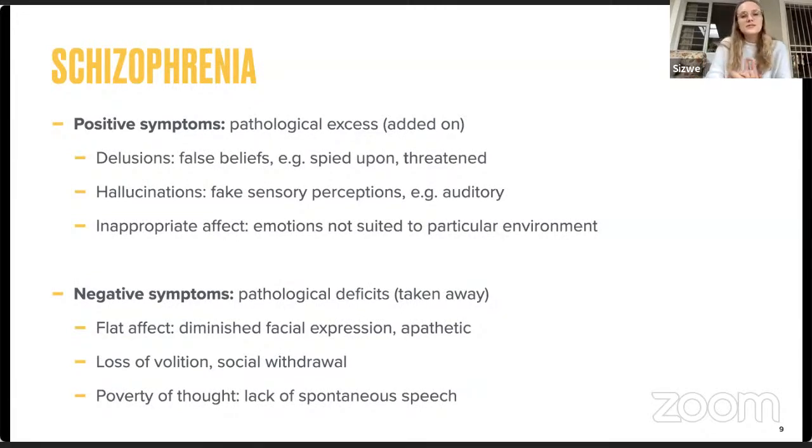Okay. So positive symptoms, we can also call them pathological excess. It's something that is now observed and it wasn't there before, I think of it as added on. Those things are delusions, hallucinations, and inappropriate affect. A delusion is a false belief that you hold. It is not true, it is not real, but it's something you believe. For example, people that think they're being spied on by the government, or that they're being threatened, or that someone is out to get them. Those are delusions, because unless you're a hitman or in a high-risk job or working with criminals, people probably aren't out to get you.